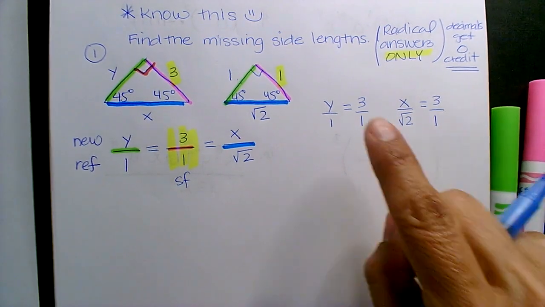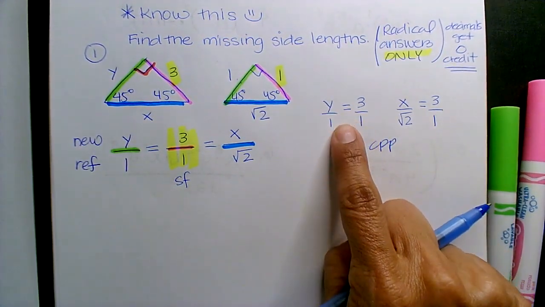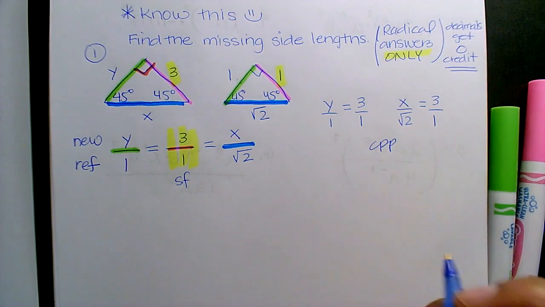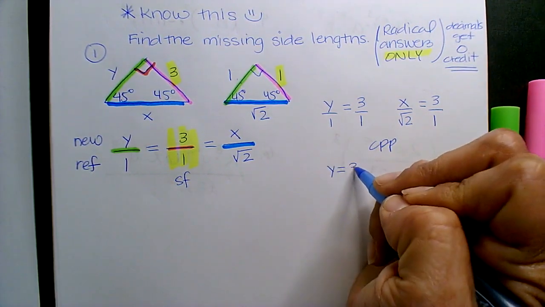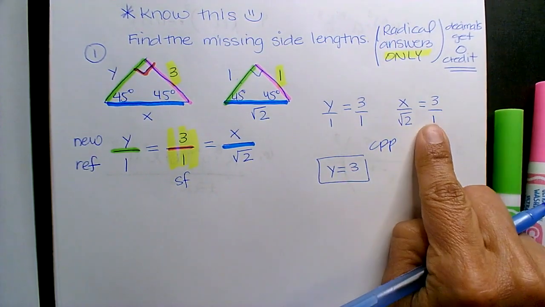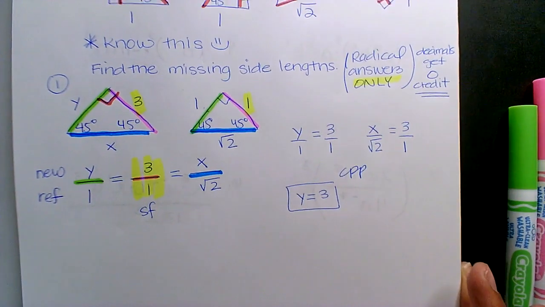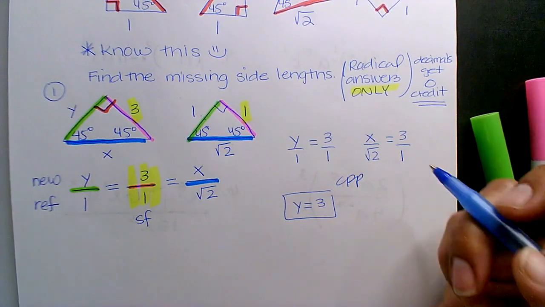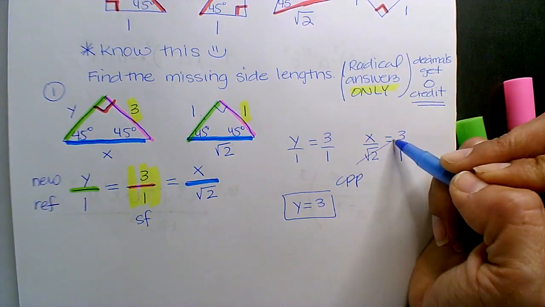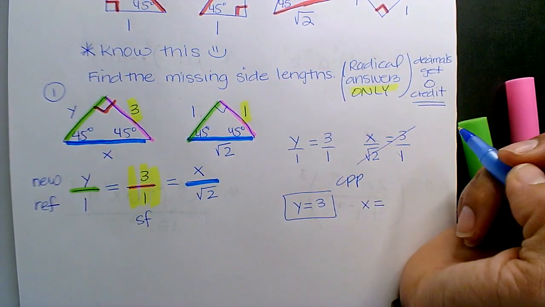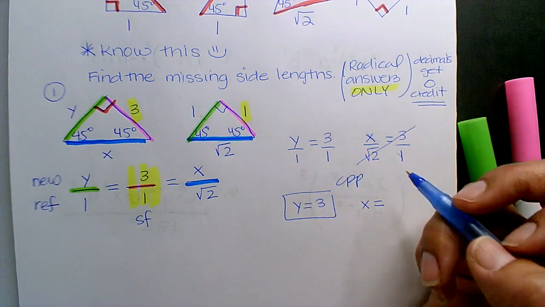Okay, so if I cross product, isn't it just y is 3? Could you guys see just from looking at it? Yeah. Okay, so here, y is 3. What about x? Your calculator will do everything for you. You just have to know how to put it into the calculator. Cross product property, multiply. What is x, right? Because 1 times x is just x, right? So I just kind of left it alone.